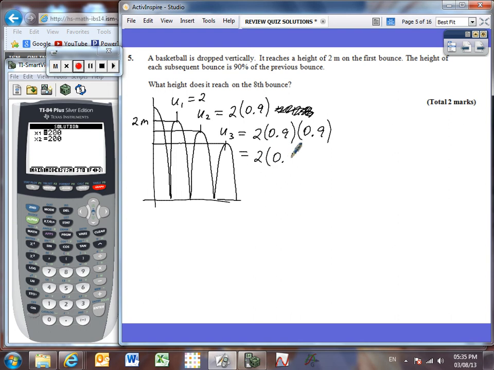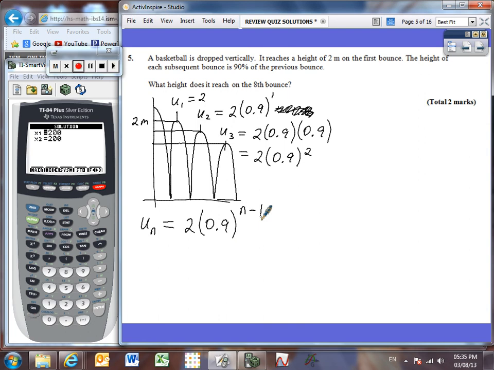You might notice that this is 2 times 0.9 to the power of 2. Now, if you see what's going on here, with the third term, we took the original term and multiplied by 0.9 to the power of 2. Look, it's 1 less. Up here, in the second term, we've got our original term of 2 multiplying by 0.9 to the power of 1. Again, the power is 1 less. We can generalize then that on the nth bounce, we'll take our original height of 2, and then we'll multiply it by 0.9 to the power of n minus 1. And it ends up being a geometric sequence.